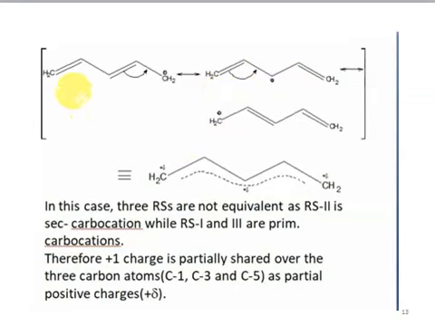Among these three, the first structure and the third structure are equivalent. Why are they equivalent? Because they are forming a primary carbocation, but the second structure is forming a secondary carbocation. That's why this is more stable, and a canonical form that's more stable will contribute more, right? So this will contribute more and have a greater weighted average, and these two will be equivalent and have an equal weighted average, right?